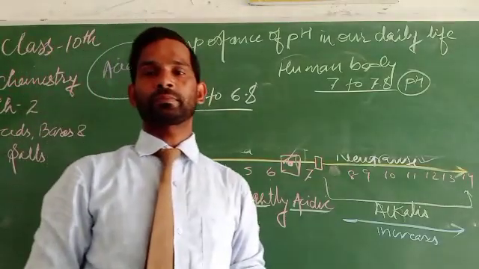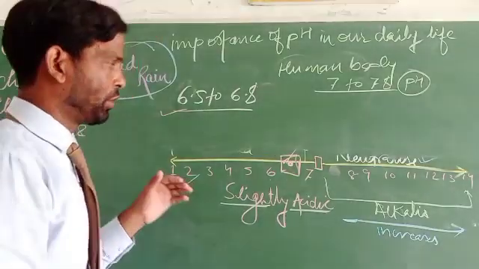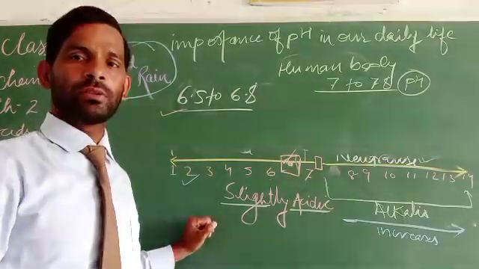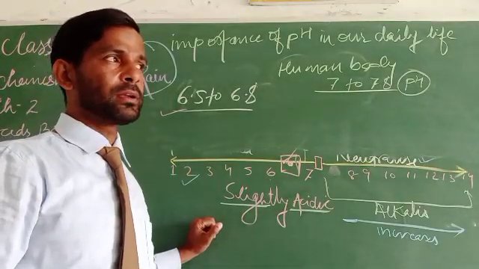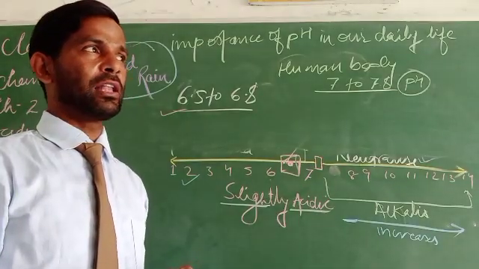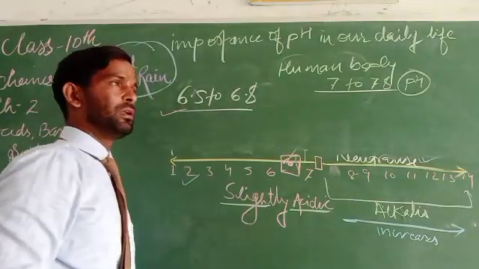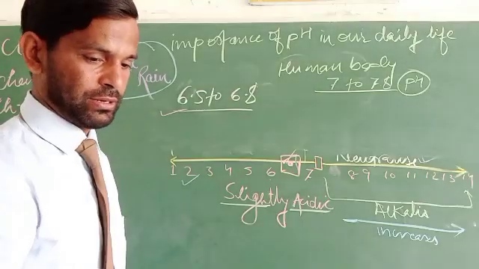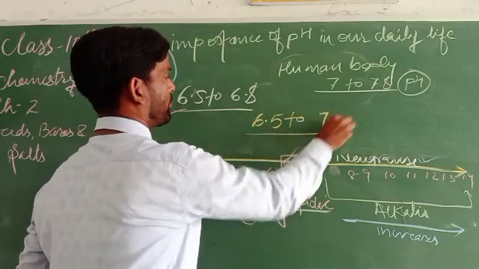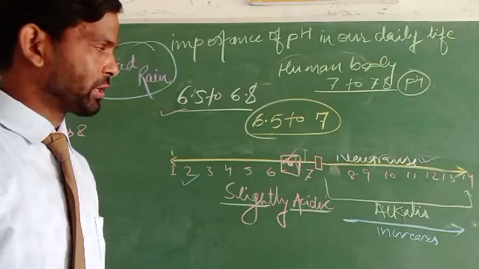In case of our farming land, wherever we grow crops, the land on which we have to grow or produce the crops can also have a pH range nearly 7, that is 6.5 to 7. That means it is slightly acidic in nature.